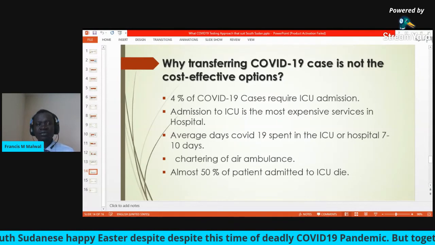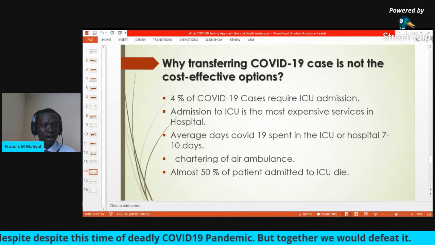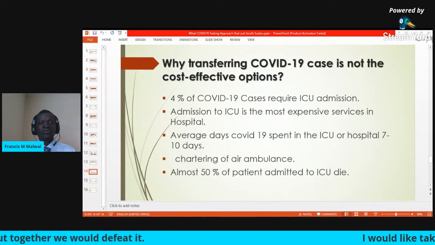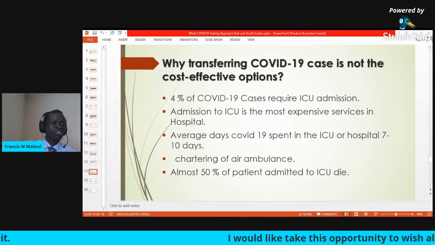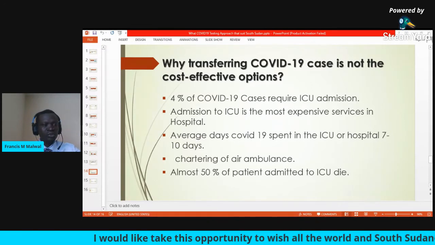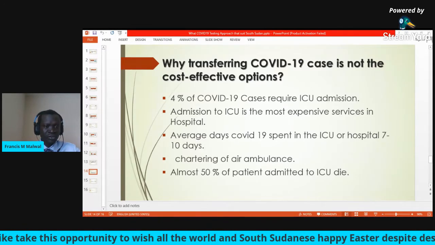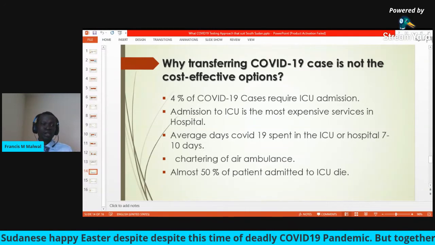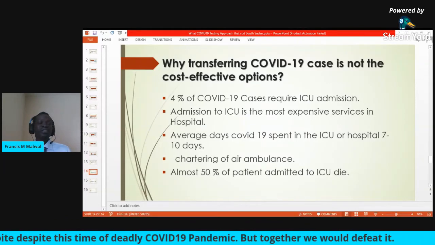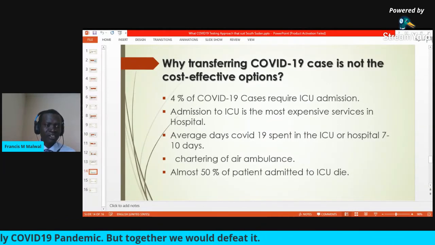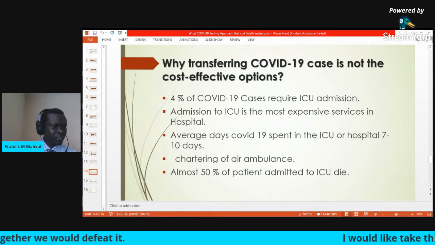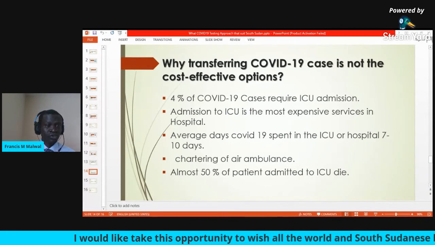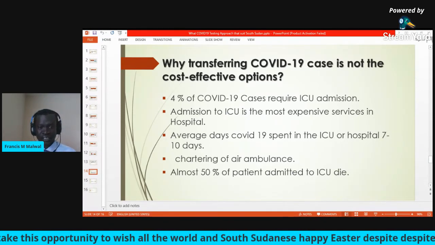So basically, about 4% of COVID-19 cases require ICU admission, and admission to ICU is the most expensive. For example, if you send 10 or 20 people to Nairobi in the ICU, the cost of these 10 people could establish an ICU in your own country. You could purchase all the necessary equipment, train your people, and invest in aggressive testing, and you would minimize the people who will need ICU. So in terms of cost, it's not cost effective.